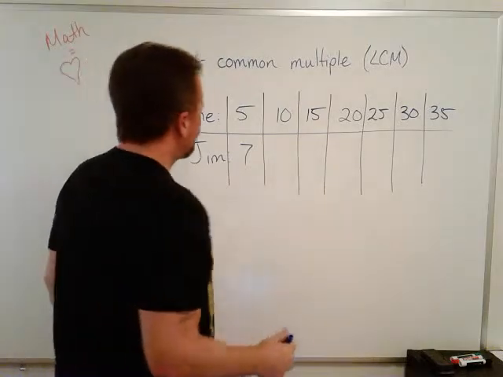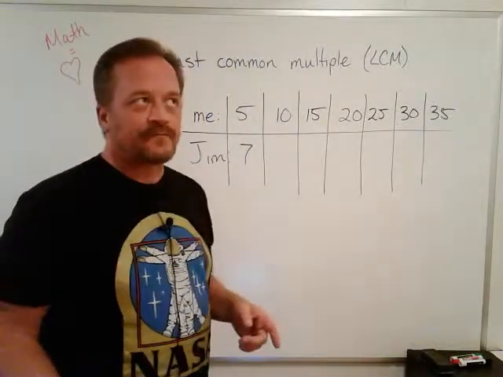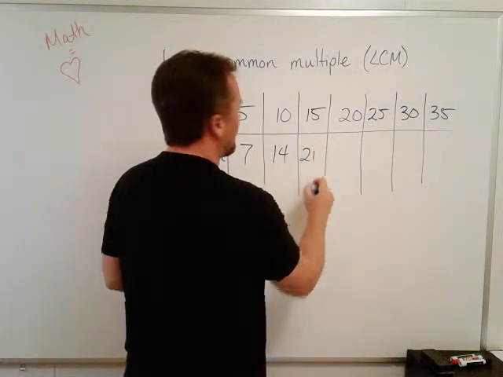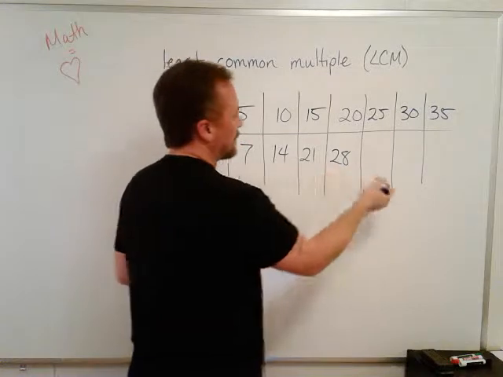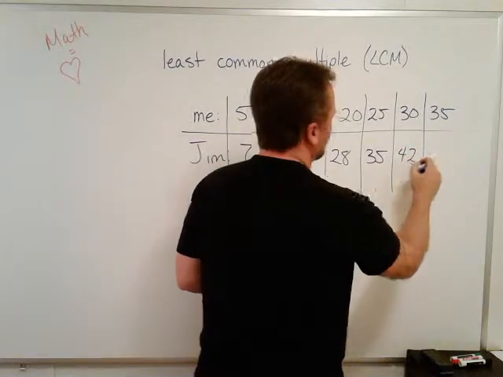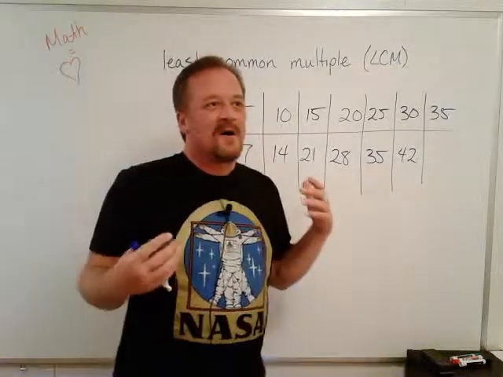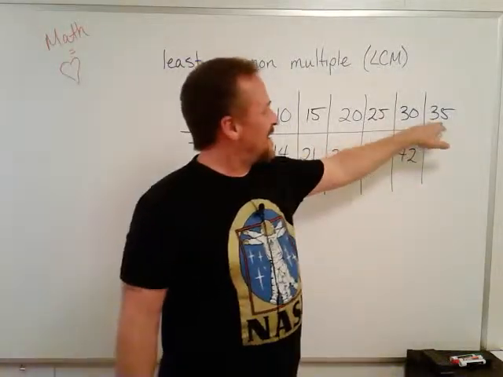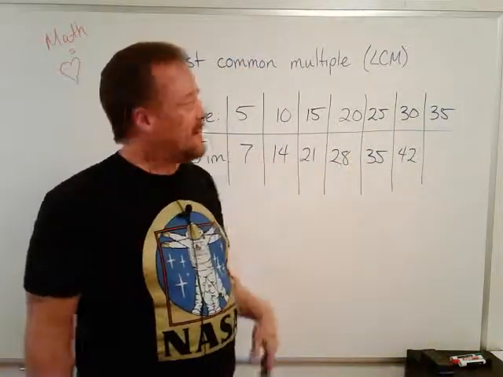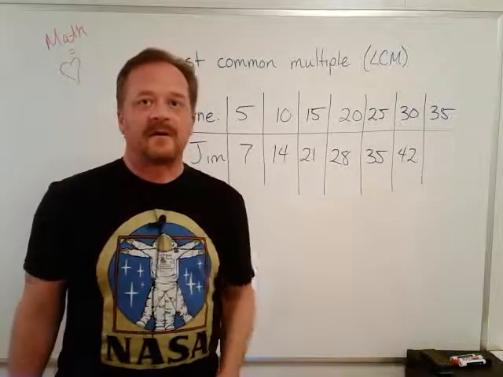And then here's Jim. He's going to the gym 7 days from now. That's 7 times 1. The next column is 7 times 2. And then 7 times 3. And so on. Times 4, times 5, times 6. And I'll go ahead and stop there. Why? Because I have a pretty good memory. And I remember that when I was listing my days to go to the gym, I hit 35. And now that I'm listing Jim's times to go to the gym, I ran into 35 again. And from what I can see, that's the first time there's a common number here.